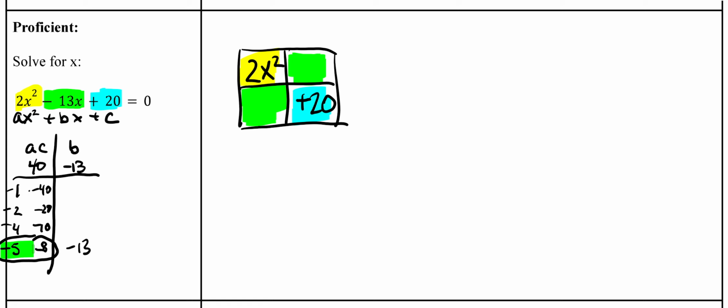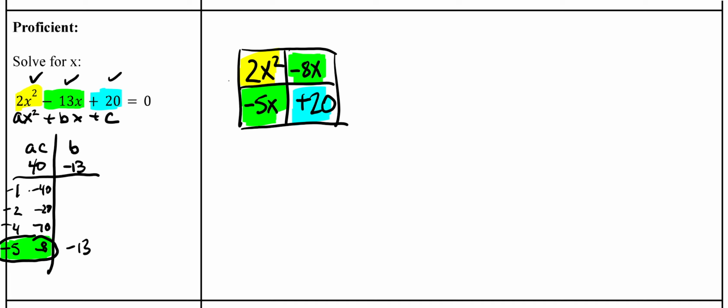This is where those numbers come into play. Negative 5 and negative 8 add to negative 13. So I'm going to put an x with them. Negative 5x and negative 8x add to negative 13x. And so now everything in that trinomial is now in the box, and I can factor it.